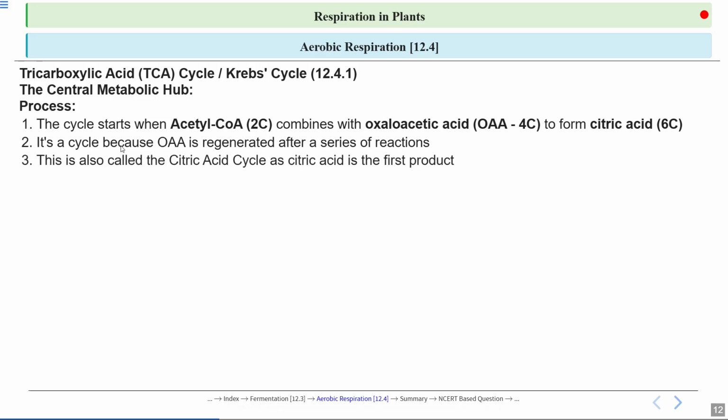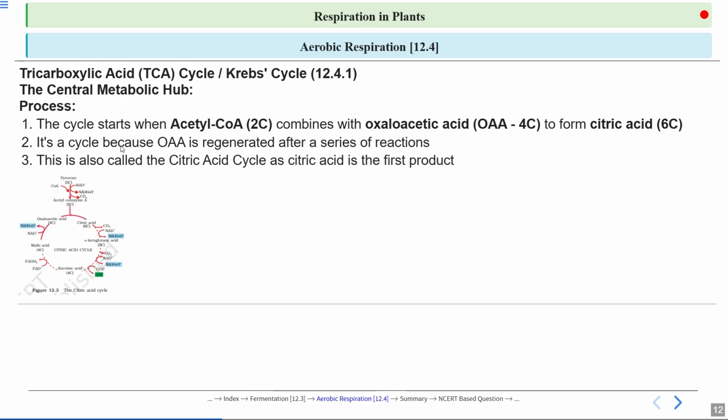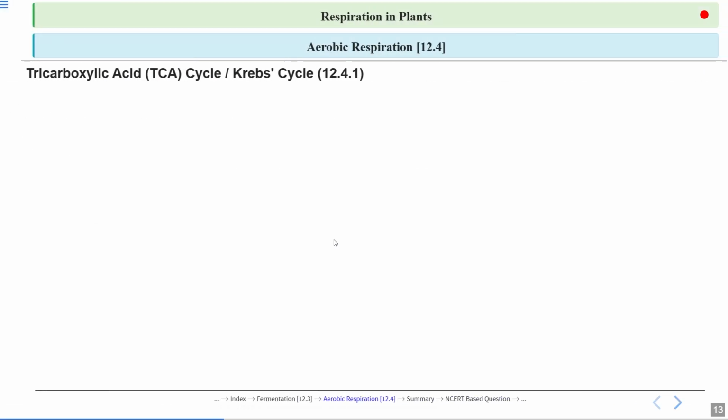So this is called the citric acid cycle. Now, why is it called citric acid cycle? Because citric acid is the first product. So here in the image, we can see the first step where acetyl coenzyme A is condensed with oxaloacetic acid and water to give citric acid, which is a 6 carbon. And this is the first product, and therefore this cycle is known as the citric acid cycle. So let's look at the next step.